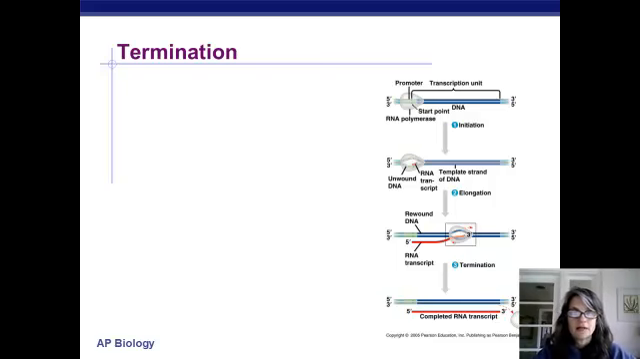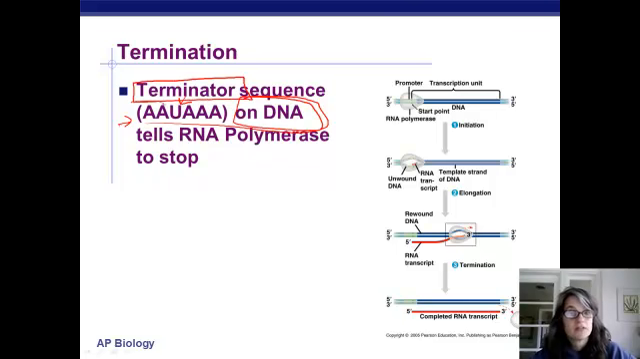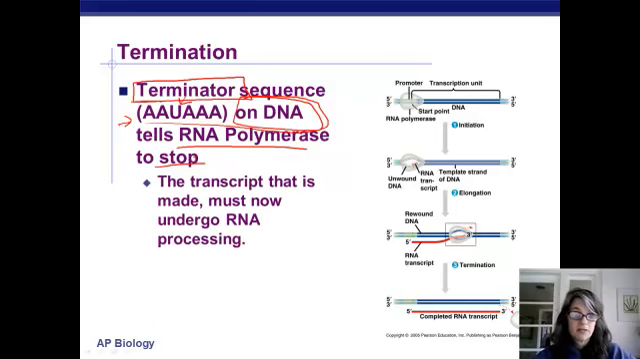Now, termination, ending it, stopping transcription. We hit a terminator sequence, which is something like AAUAAA. On the DNA, well, this would have to be a little bit different. This is kind of a typo here, my bad, because it's not going to be a U on the DNA, so it would have to be complementary to this. But actually, you really don't need to know this. Just understand you hit a terminator sequence of nucleotides that tells RNA polymerase to stop, and so it does.